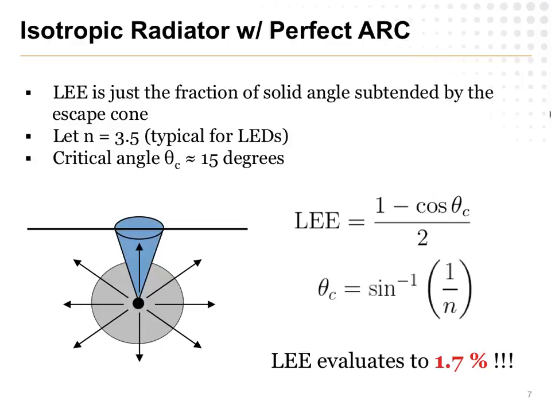So that raises some questions. How can we make that better? Because that's obviously terrible. That's less than 1 in 20 photons getting out.